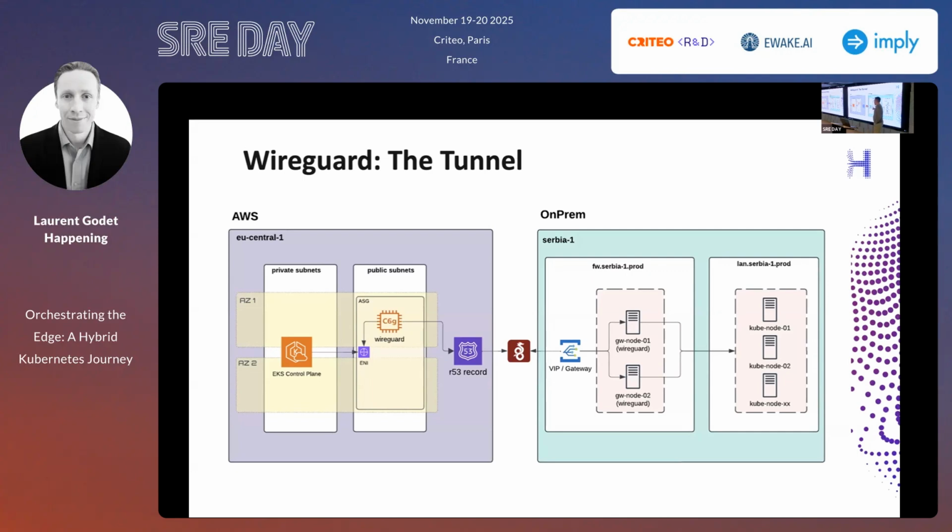And then on the other side, you also have a WireGuard instance that matches your AWS counterpart. So it's working great because we have literally had zero issues with it. And yeah, it's been proven.